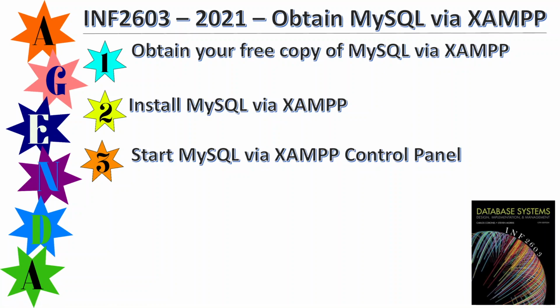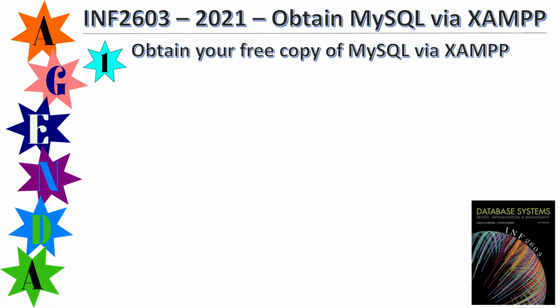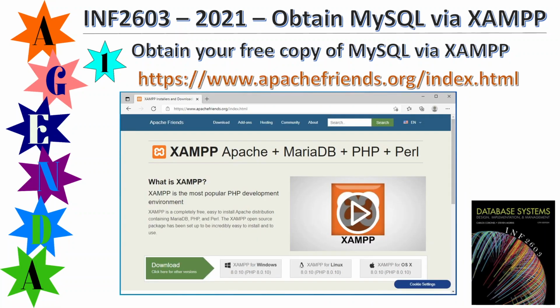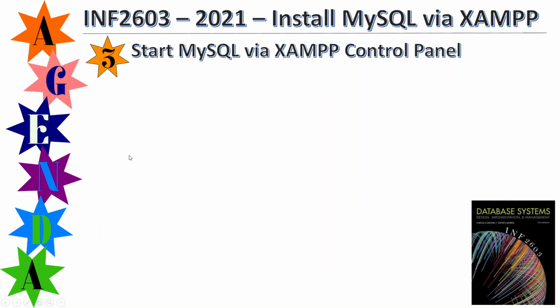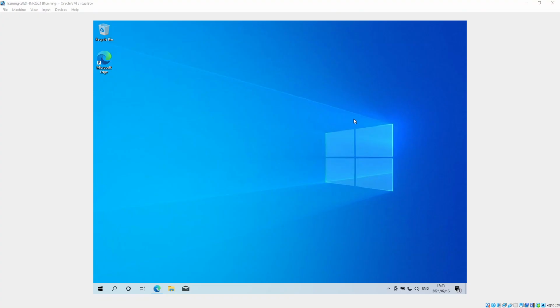Okay, so in order to do that, this is the link that we would use. We're going to go to apachefriends.org, index.html, and we will go and retrieve our Apache from XAMPP. This is sort of a sample of the installation process. We're going to install it on our C drive, and the only two products we want are MySQL and Apache. And then I'm also going to show you how to start MySQL via the XAMPP control panel. Alright, so that's what we'll be covering today.